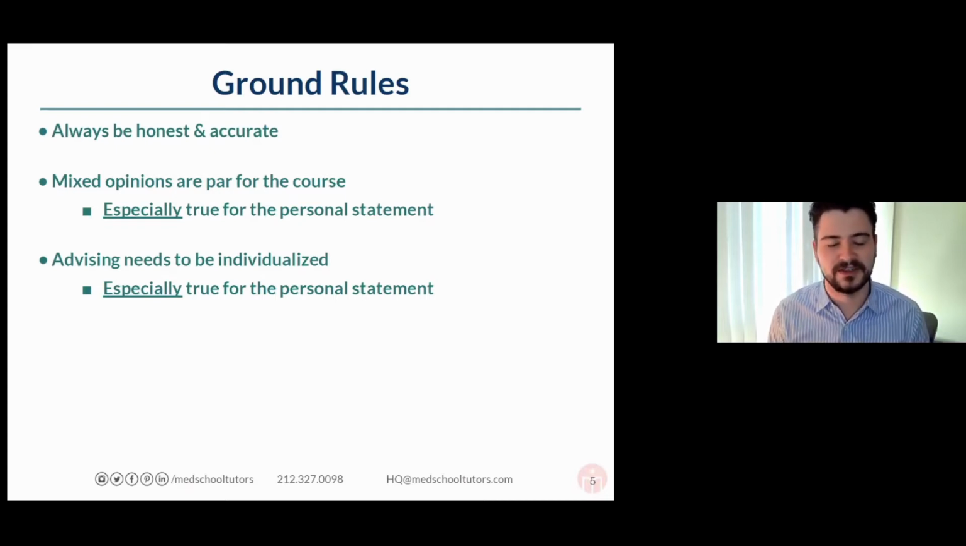This is especially true for the personal statement. And as I said, we'll talk a little bit about that closer to the end of our time together. And then the final piece is really that advising needs to be individualized.